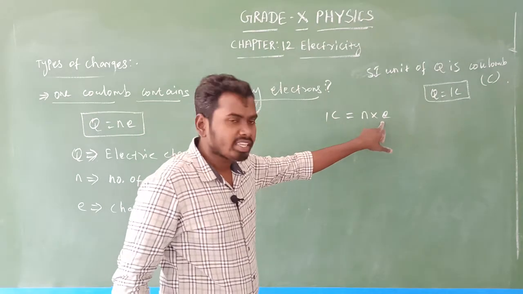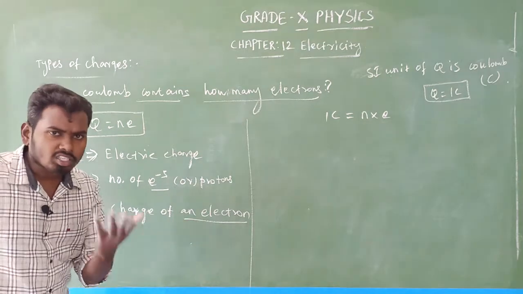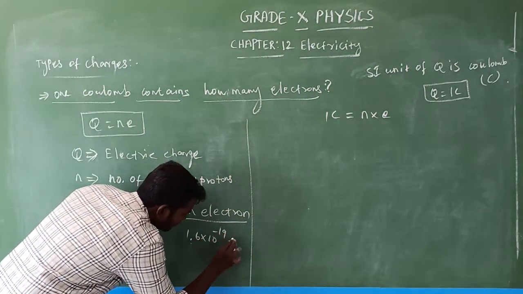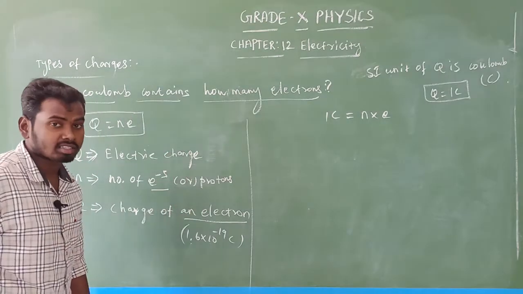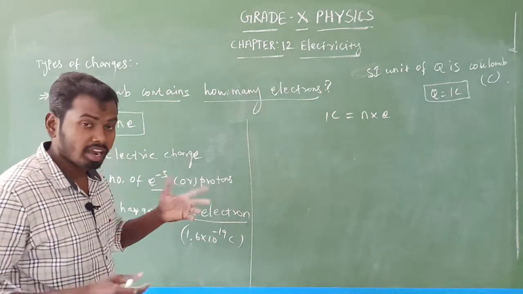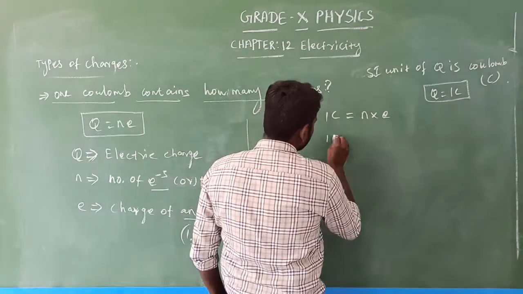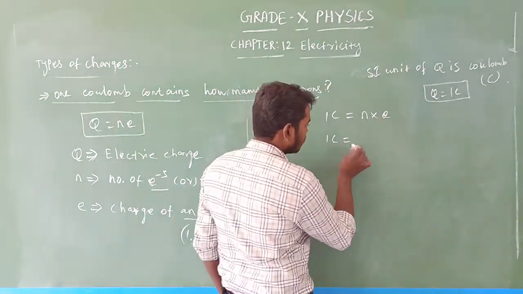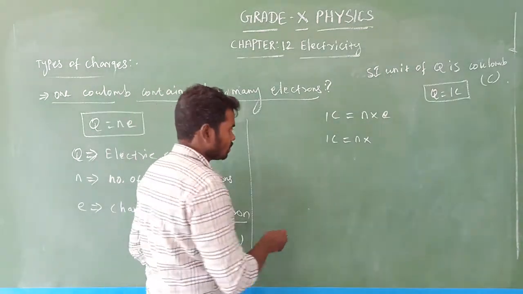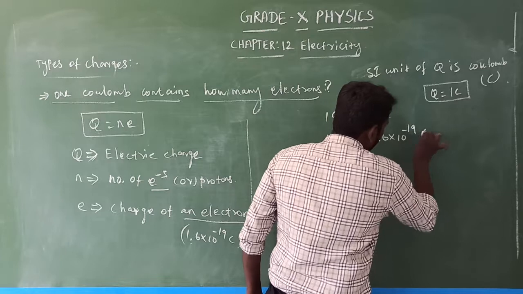What is the E value? E is the charge of an electron. What is the charge of an electron? That is equal to 1.6 into 10 to the power of minus 19 coulomb. That is the charge of an electron. Already we know very well. Substitute this value here. So 1 coulomb is equal to N into E, where E is 1.6 into 10 to the power of minus 19 coulomb.